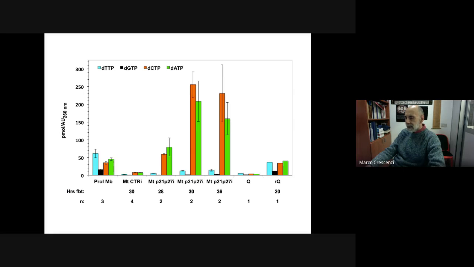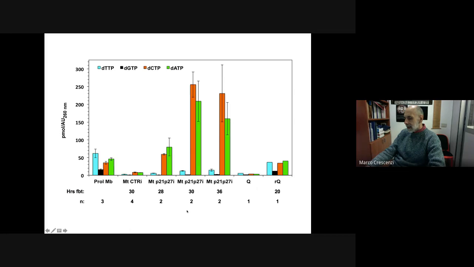Just to make sure things were working properly with our measurements, we measured the nucleotide pool in quiescent fibroblasts. And you see it is even smaller than in myotubes. And we reactivated these fibroblasts and found that the nucleotide pool was quite similar to that of proliferating myoblasts. So everything was all right.